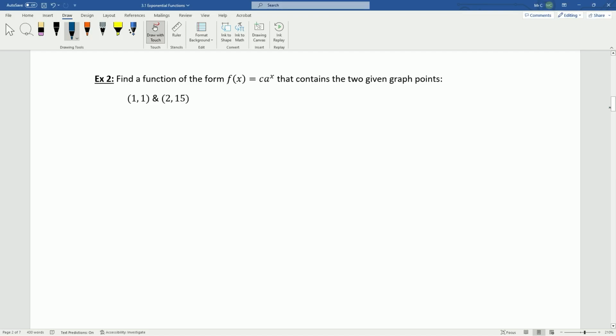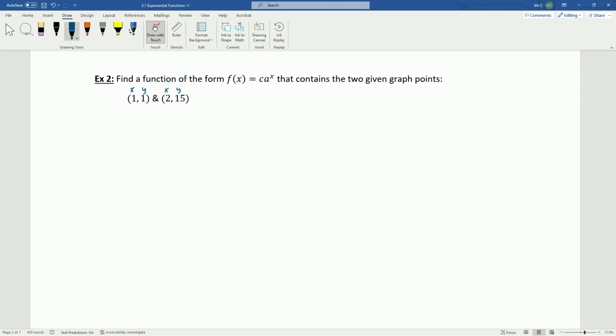Find a function of the form f of x equals c times a to the x that contains the two given graph points, (1, 1) and (2, 15). So the key thing to make sure you understand is that a point is a set of a paired x and y value that satisfy the equation for the function. So that means that when I plug in x equals 1, I should get y equals 1 here. When I plug in x equals 2, I should get y equals 15.